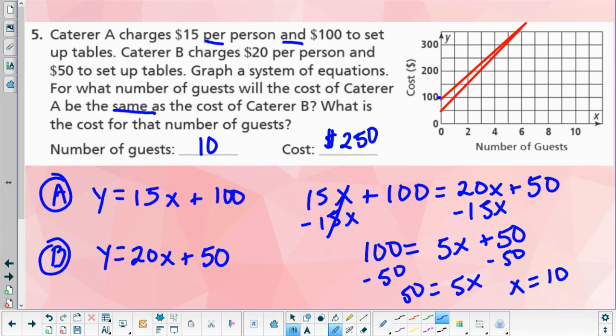All right, so I just wanted to show you an example of a word problem. Sometimes they'll give you a graph that you're able to actually graph, and sometimes it's just off a little bit. So if they are off and they want to know the same cost for both, set them equal to each other and solve for x.